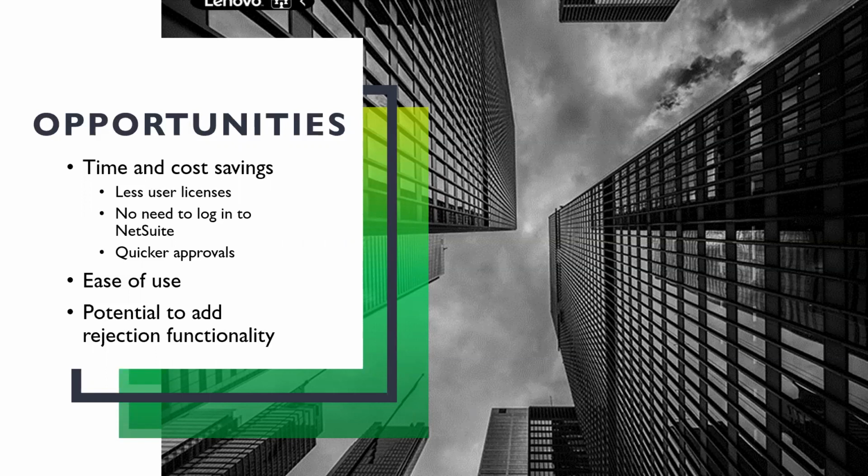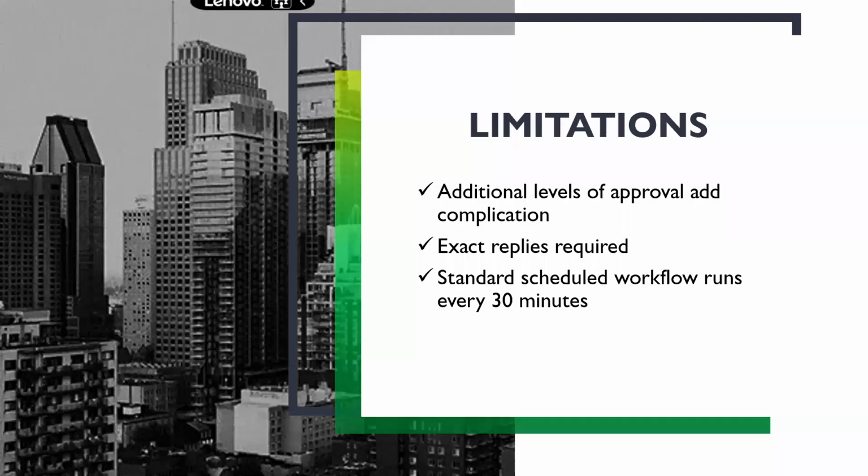And there is a way to add reject functionality, depending on if you have an approval workflow already set up with rejection levels. You could add that in so that somebody could say reject and it would send the transaction to a different workflow state. But there are some limitations to this. The main one being that additional levels of approval are going to add complication.